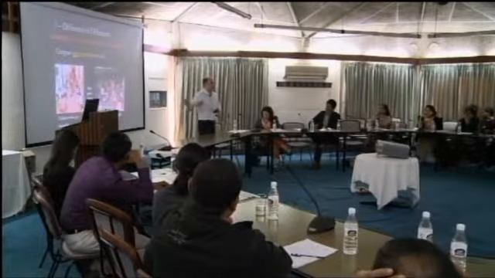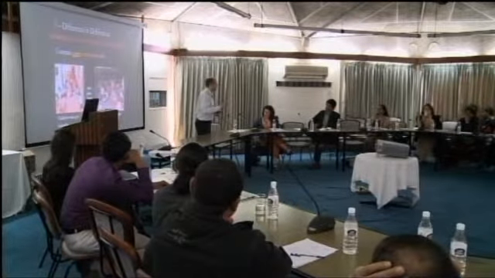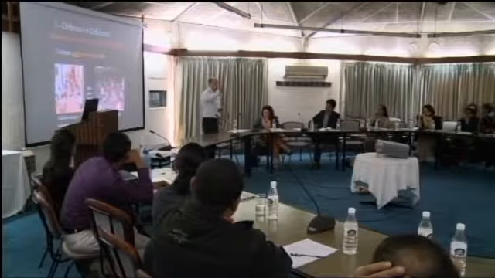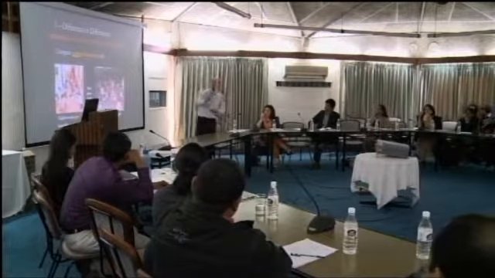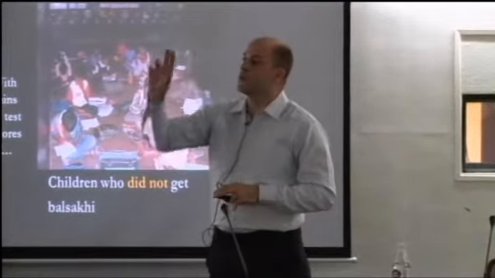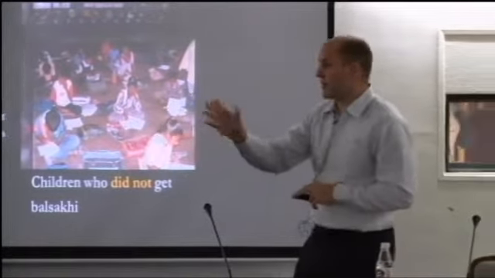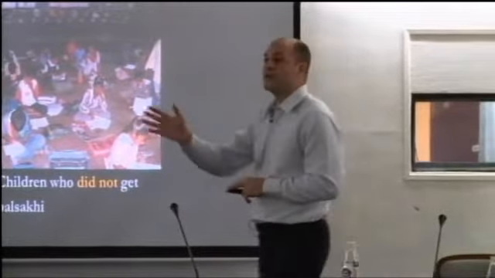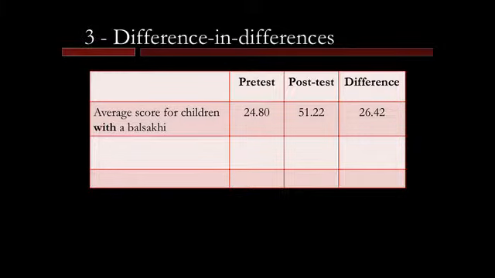And here what you're basically doing is you're still looking at the test scores from those who got the Balsaki before and after, but you're also going to compare that against the gain in test scores from children who didn't get the Balsaki before and after. Essentially, you're saying that the rate of learning of the children who didn't get the Balsaki is what would have happened for the children who did. So let me just try to show this in a graph.